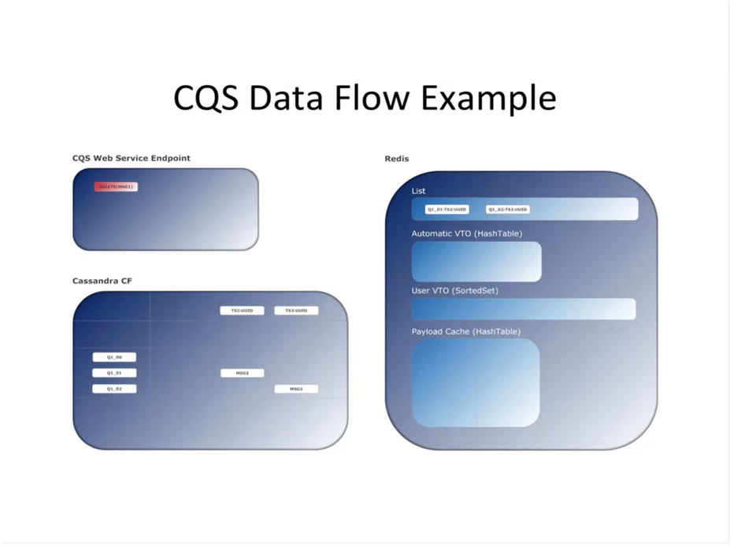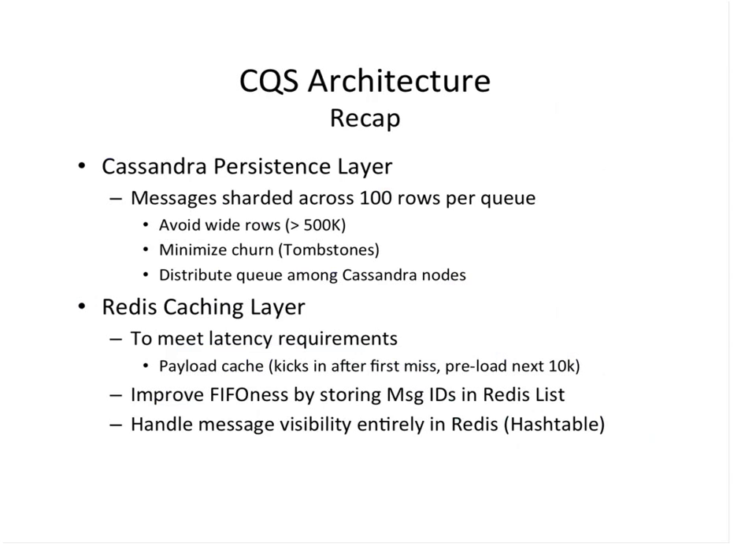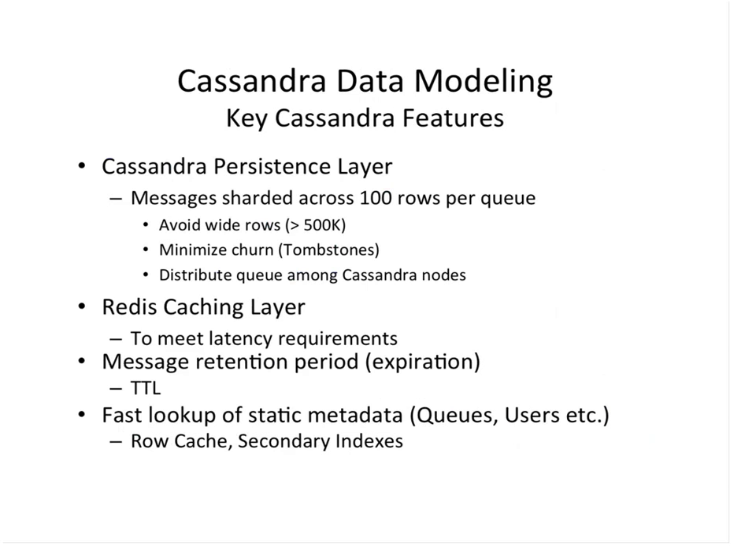So I know this was really quick and brief, but essentially this is really the core of how enqueuing and dequeuing works together with Cassandra and Redis. Now, a quick architecture recap. Cassandra is our persistence layer. Messages, as I mentioned, are sharded across 100 rows, and we mainly do that to distribute the queue traffic among Cassandra nodes in the ring. Redis was introduced as a caching layer to meet latency requirements, but then we realized that it also lends itself to improving the orderly delivery of messages, and we use it to handle all of the message visibility, all of the business that happens between receiving and deleting a message. Cassandra doesn't have to be involved in that.